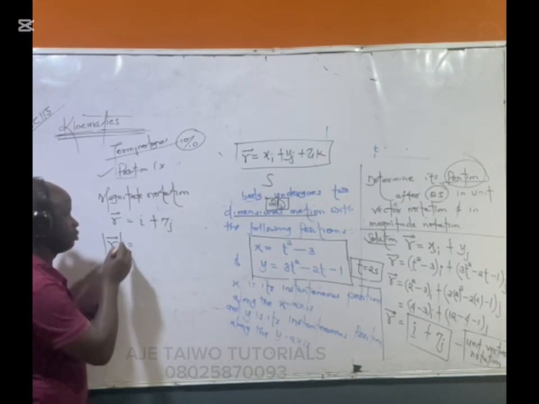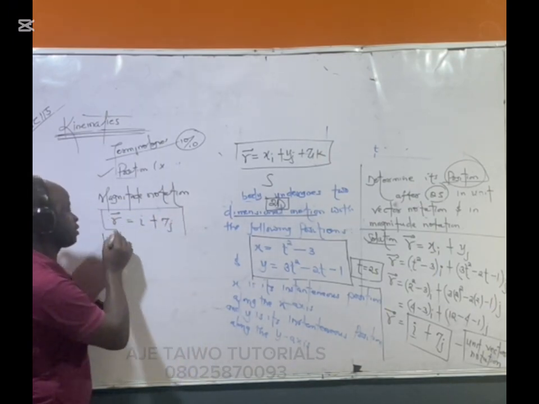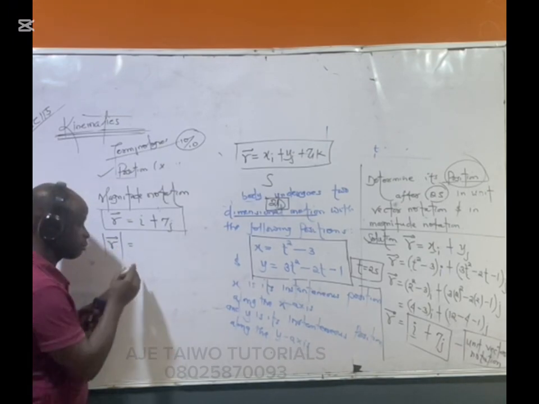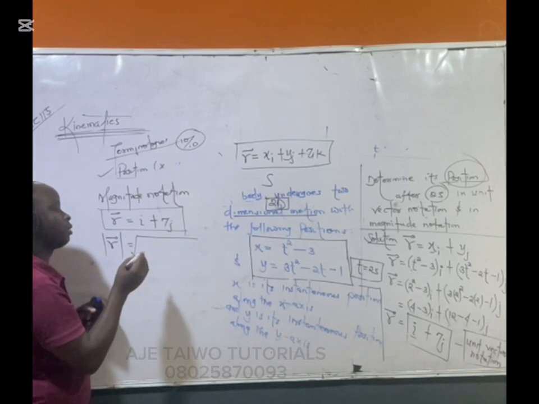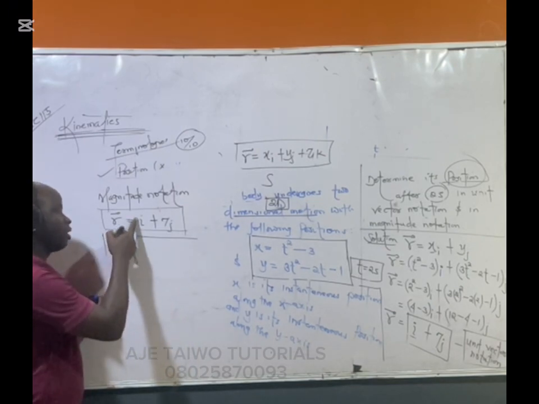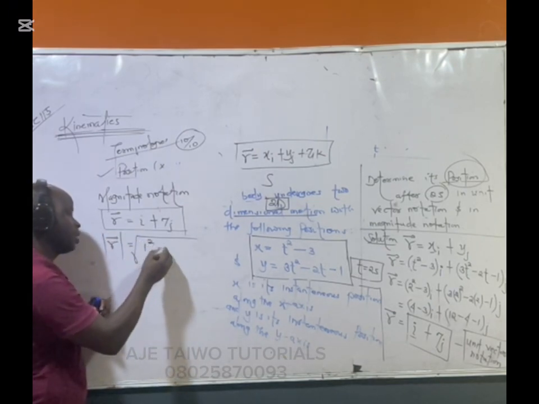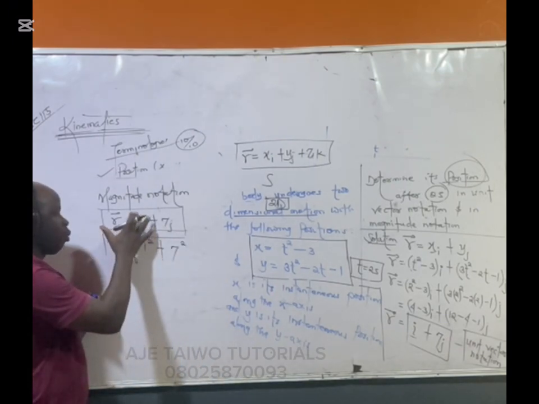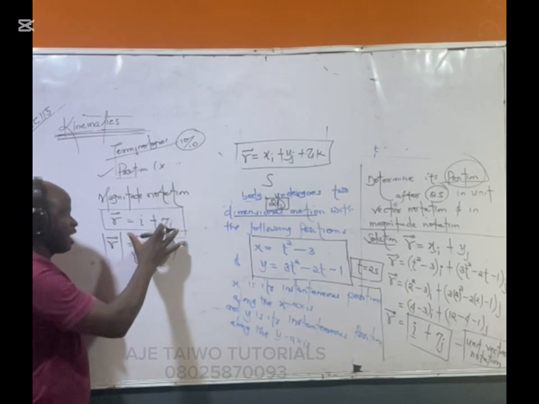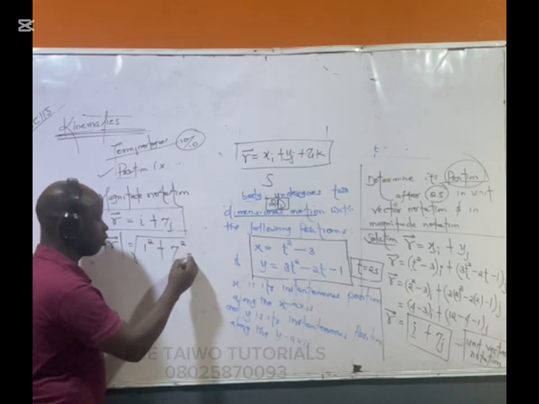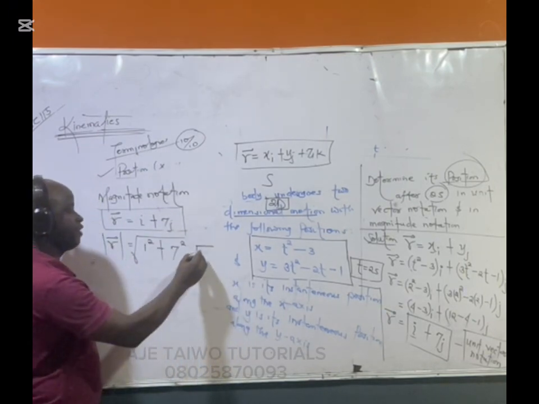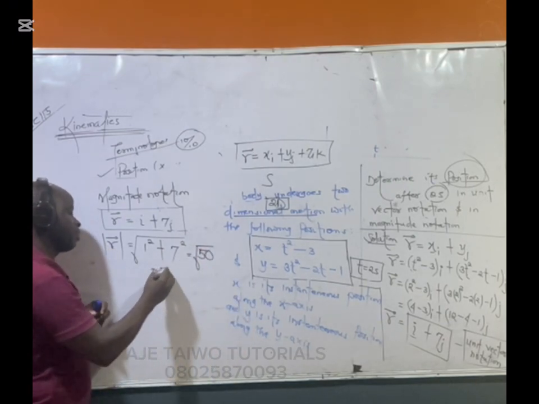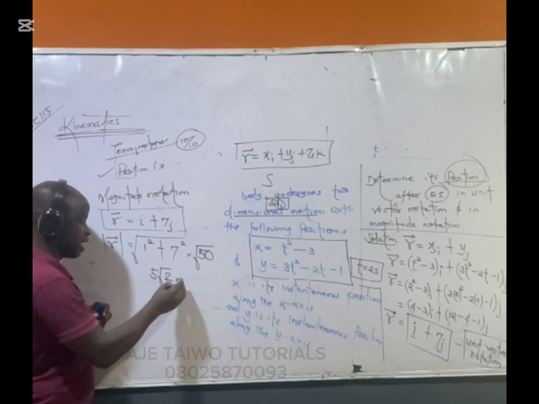How do you find the magnitude of a vector? I've taught you all this. Square root of rx squared plus ry squared. Thank you. So in this case, what's here? 1 squared plus 7 squared. This is 1i, so 1 squared. This is 7j, 7 squared. And that's what? Square root of 50. Am I correct? Yes, sir. And that's 5 root 2 meters.